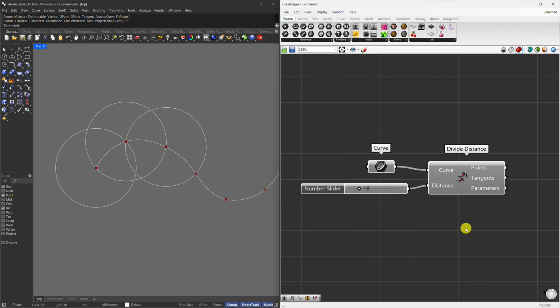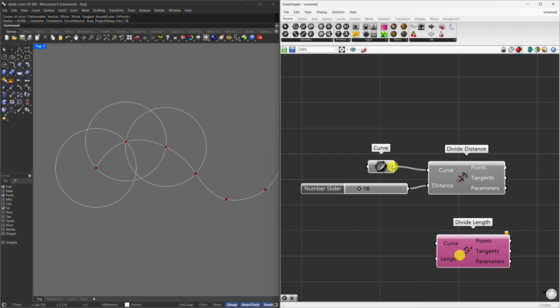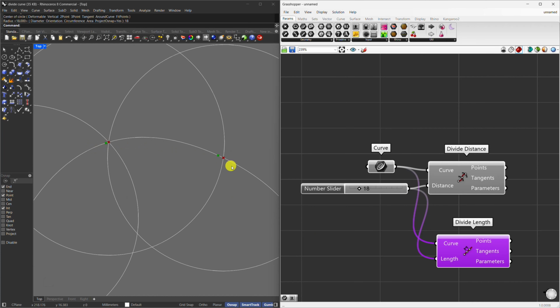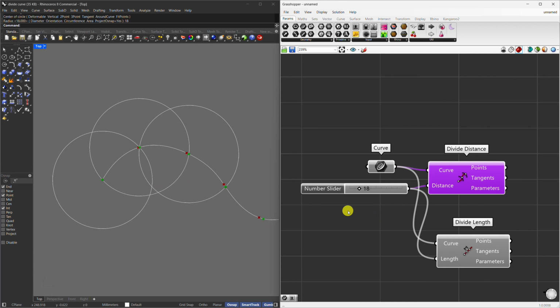To prove it to you, let's add this to divide length also. So same curve, same distance, but different outputs. These are based on length. These are based on distance. Hope this is clear. So when you place the street light, you will place it here. It will cover this much area conceptually, and next you will place it here, so you will cover this much area. Then place it at the next points, like that.